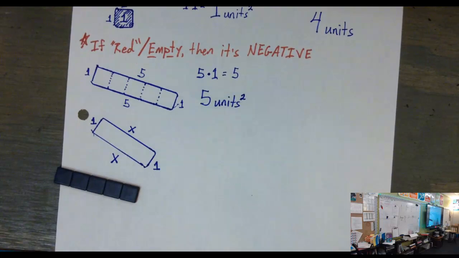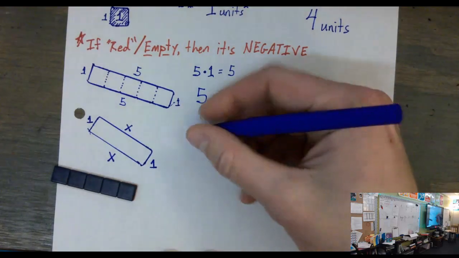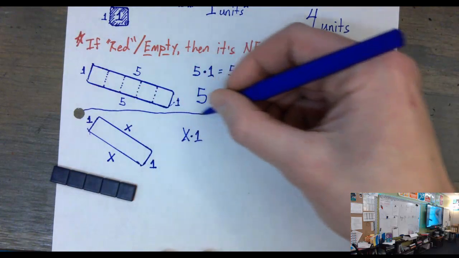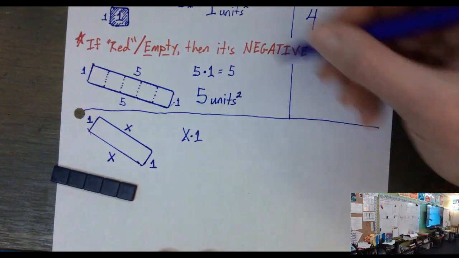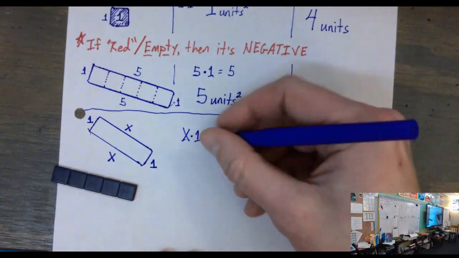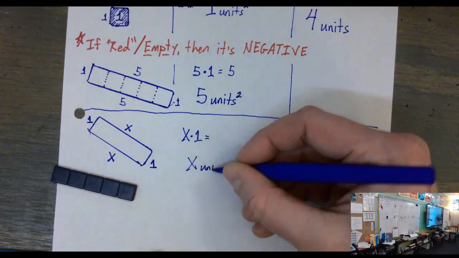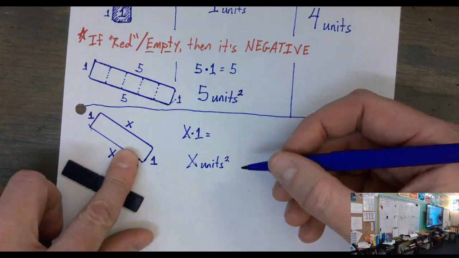What about the next tile I've drawn here? Anyone able to help me with that area? I will take a volunteer. Okay, so if I have x and I have 1, what's x times 1? Yeah, x times 1 is just 1x. So the area here is x units squared.